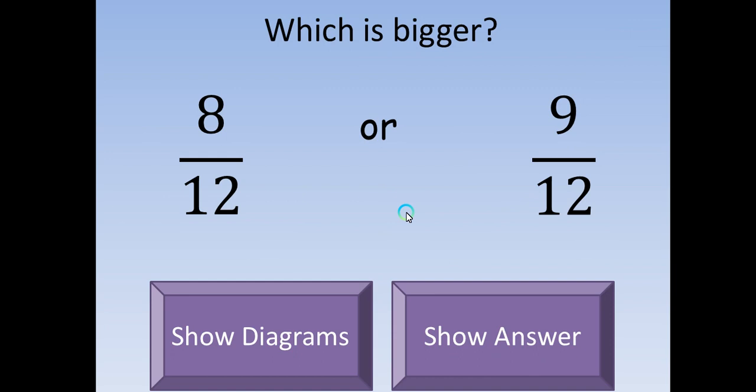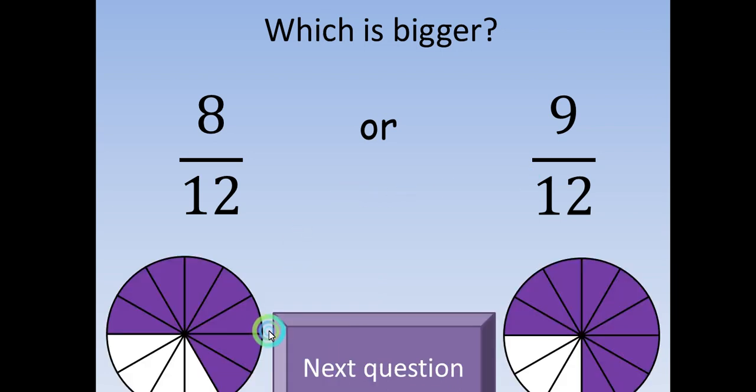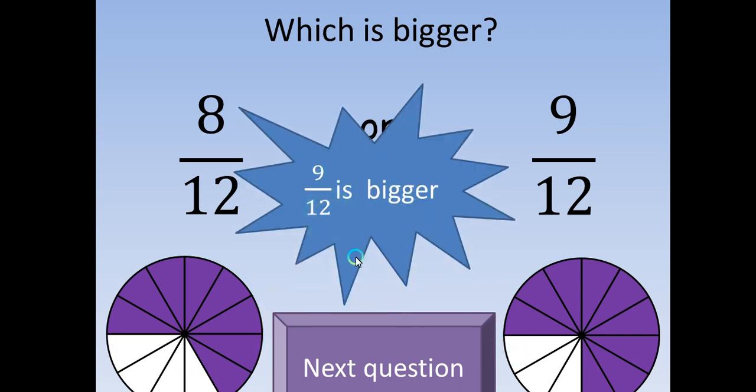So which one is bigger? Is it 8 over 12 or 9 over 12? Of course. Let's see the diagram. 8 over 12 or 9 over 12. Can you see how many parts are still remaining? 1, 2, 3, 4. And 1, 2, 3. So of course, 9 over 12 is bigger. And don't forget, we can use greater than or less than.